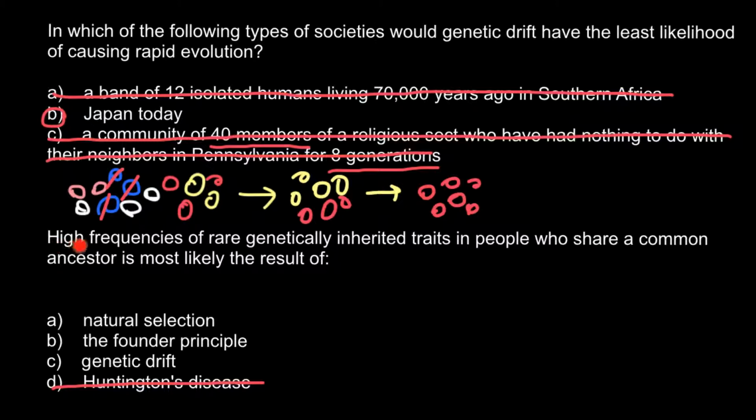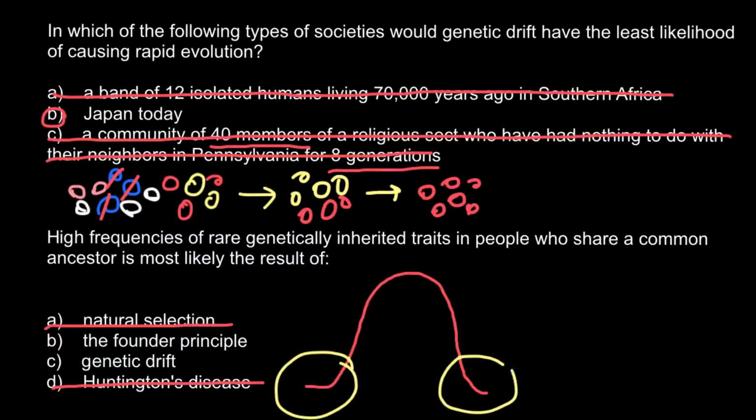Once again, higher frequencies of rare genetically inherited traits. So, can it be due to natural selection? And actually, it cannot be, because usually naturally selected traits look like a bell-shaped curve, where we have here extremes of trait, and here we have where most of the trait would be distributed in the middle position.